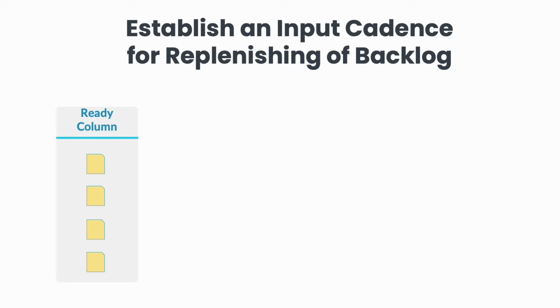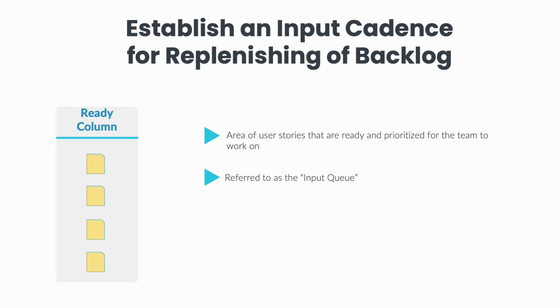Remember that our ready column represents the area of user stories that are ready and prioritized for the team to work on. The ready column could also be referred to as the input queue. In one of our earlier sessions, we mentioned that our queue size for the ready column is 6, and our queue replenishing cadence is weekly.